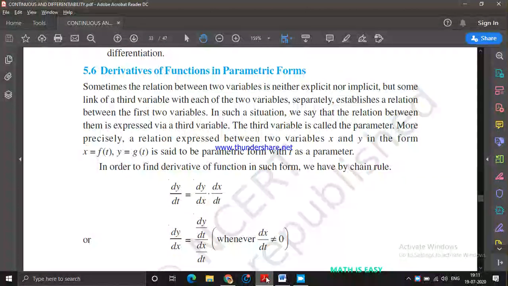We are going to the next topic, derivatives of functions in parametric form. We already studied implicit and explicit functions. There are certain functions which are neither implicit nor explicit. We call them parametric functions.